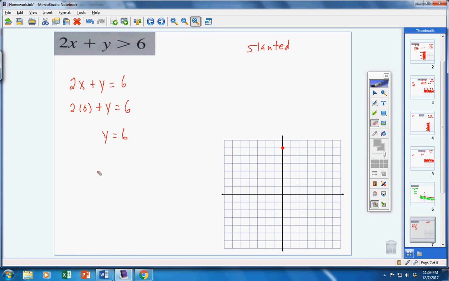Now let's substitute 0 in for y. There we go. 2x plus 0 is 2x. Divide both sides by 2, and x equals 3. So we go to the x-axis, put a point on 3. Now, notice, students, there is not an equal sign here, so it will be a dotted line. Connect our 2 points.